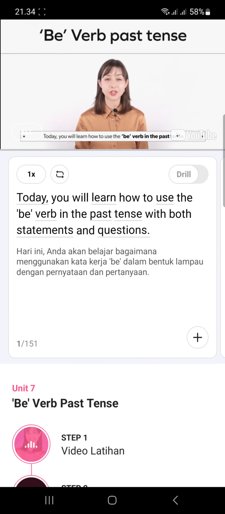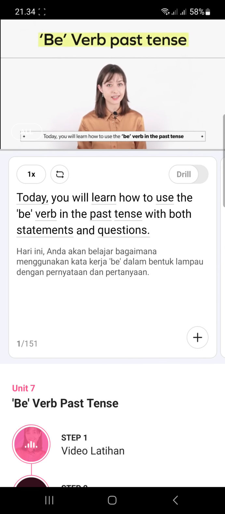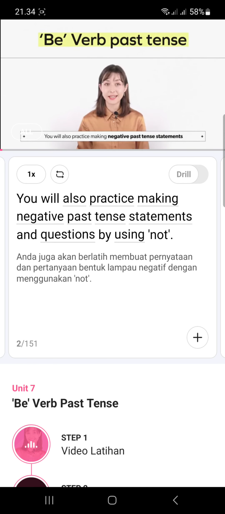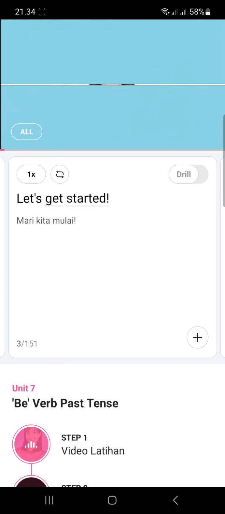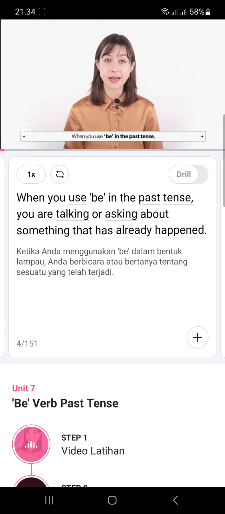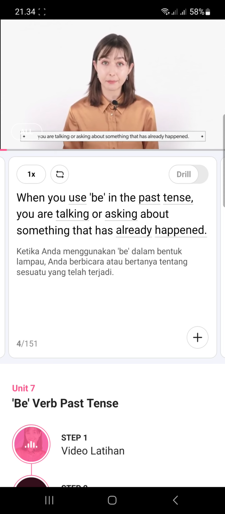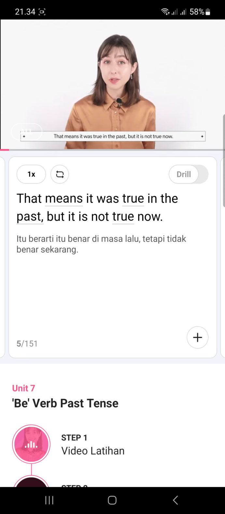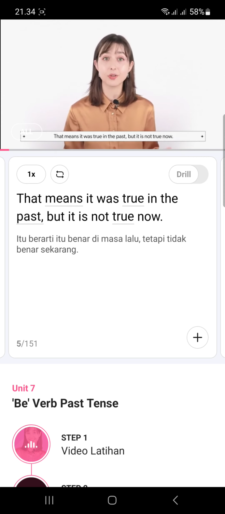Today, you will learn how to use the be verb in the past tense with both statements and questions. You will also practice making negative past tense statements and questions by using not. Let's get started. When you use be in the past tense, you are talking or asking about something that has already happened. That means it was true in the past, but it is not true now.